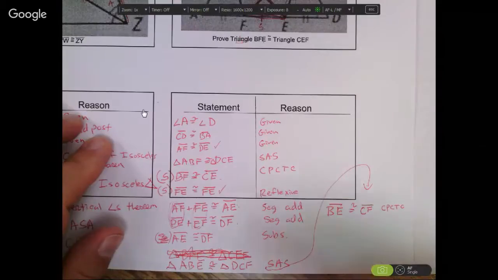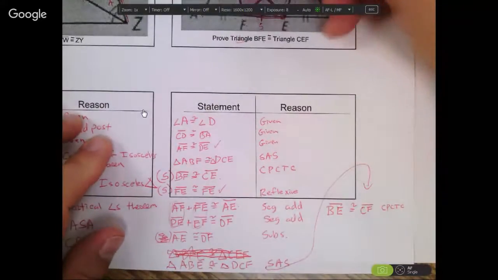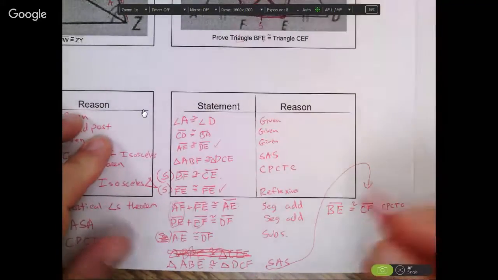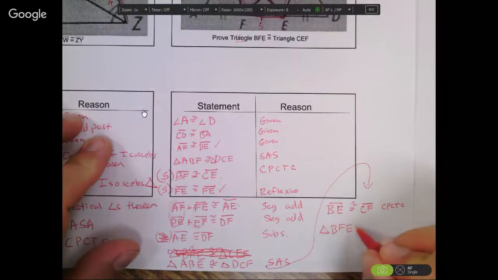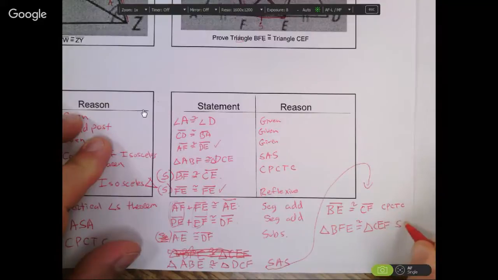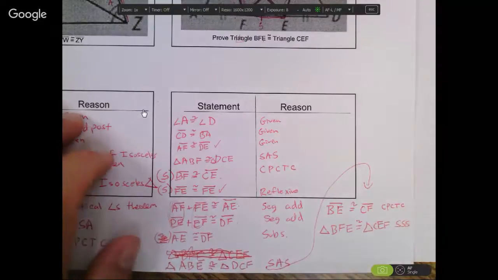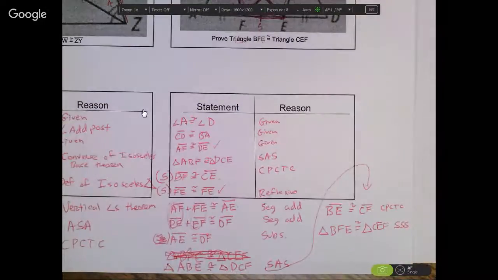And now I have a side, and I have a side, and I have a side. So now I can say triangle DEF is congruent to triangle CEF because of side side side. So I was right about triangle side side side. Yes, you were.